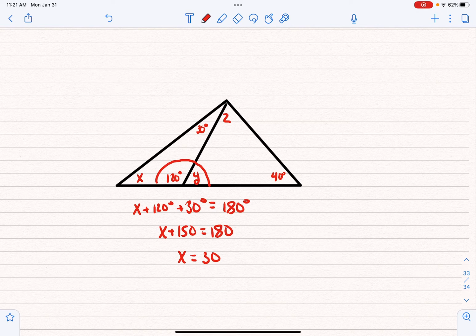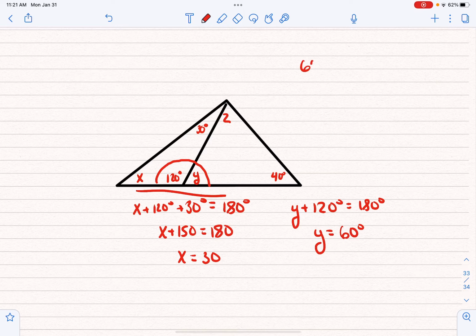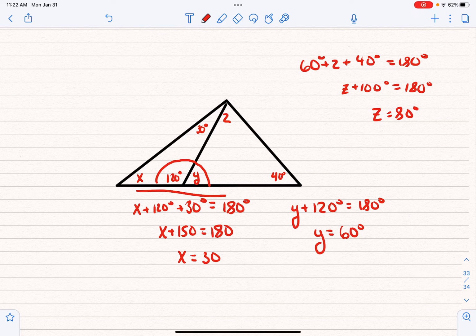For Y, I can see that these two angles are supplementary. They are back to back so as to make a straight line, so they must be supplementary. So I know that Y plus 120 must add up to be 180. Subtract the 120 from both sides, and Y is going to be 60 degrees. And if Y is 60, then 60 plus whatever Z is plus 40 all has to add up to be 180. Well, 60 and 40 is 100, so Z plus 100 equals 180, which would mean Z is 80 degrees. Whether it looks like it or not, that is how it has to be.